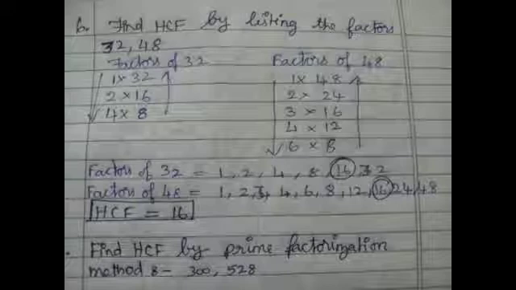So write the factors of 32: 1, 2, 4, 8, 16, 32. Factors of 48 is 1, 2, 3, 4, 6, 8, 12, 16, 24 and 48. So the highest common factor here is 16. So HCF is 16.